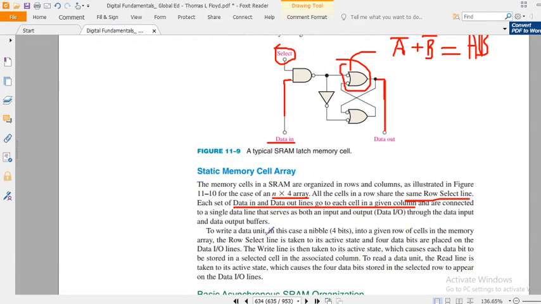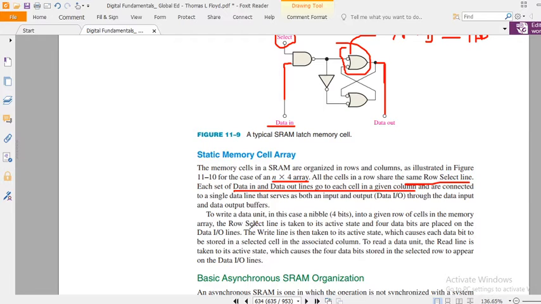To write a data unit, so how do we write? To write a data unit, in this case a nibble of 4 bits. Okay, so here what is the data unit? The data that we can write here is 4 bits, which we call a nibble as well. So in this case, to write a nibble into a given row of cells in the memory array, the row select line is taken to its active state. Okay, so we activate that row, and the 4 data bits are placed on the data IO lines. Input and output both lines are shown.